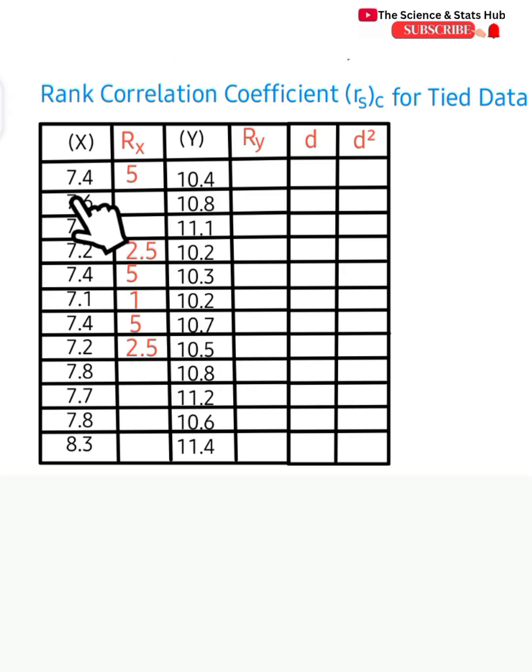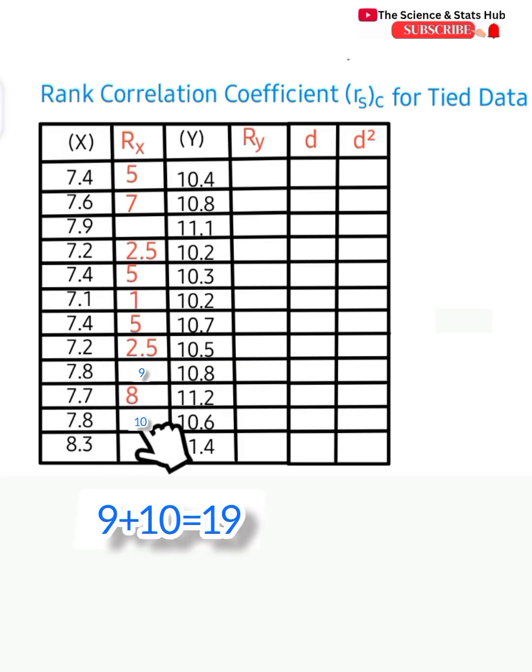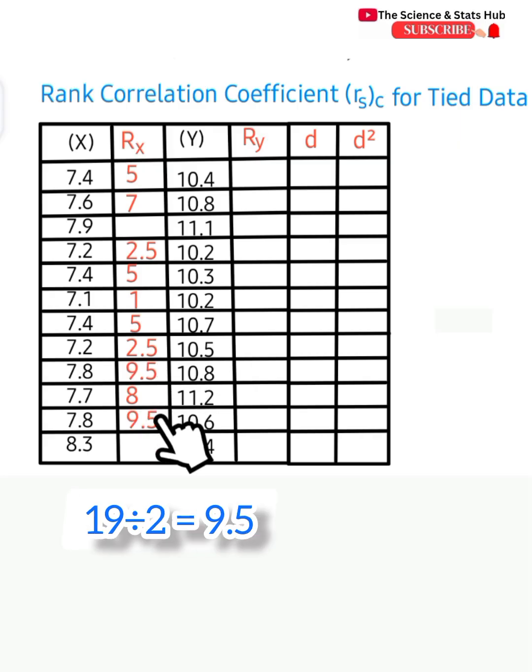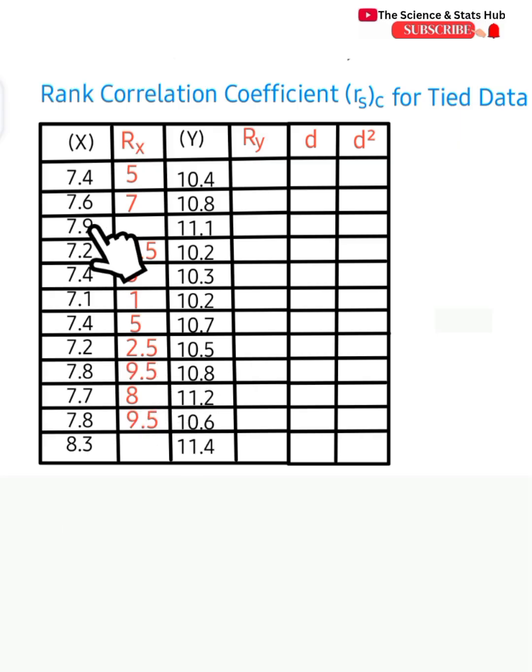The next value is 7.6. 7.6 is expected to take the rank value of 7, while 7.7 takes the rank value of 8. Next is 7.8, which appeared twice. 7.8 here is expected to take the rank value of 9, while this takes the rank value of 10. 9 plus 10 gives 19. 19 divided by 2, 9.5. And 7.9 takes the rank value of 11. Lastly, 8.3 takes the rank value of 12. Now let's proceed to ranking the y variables. The least value here is 10.2 and it appeared twice.